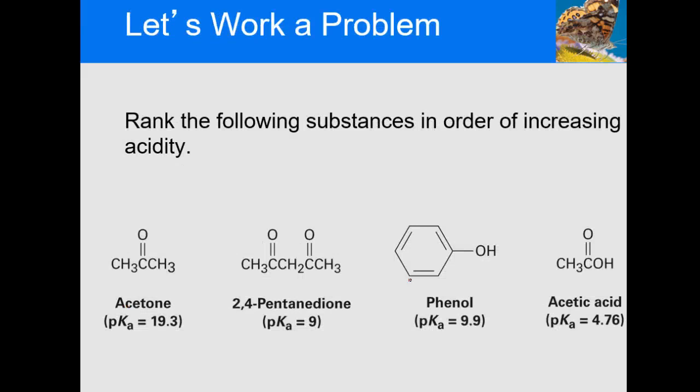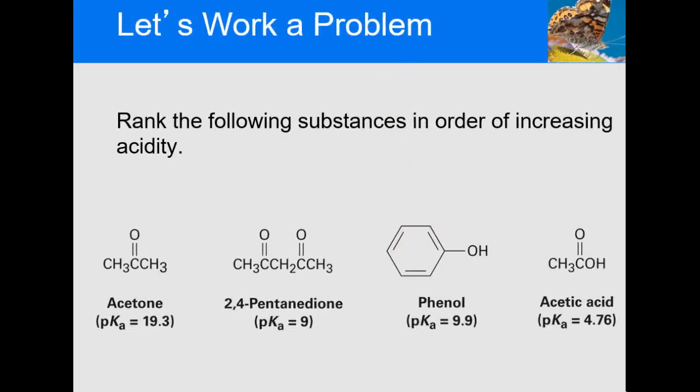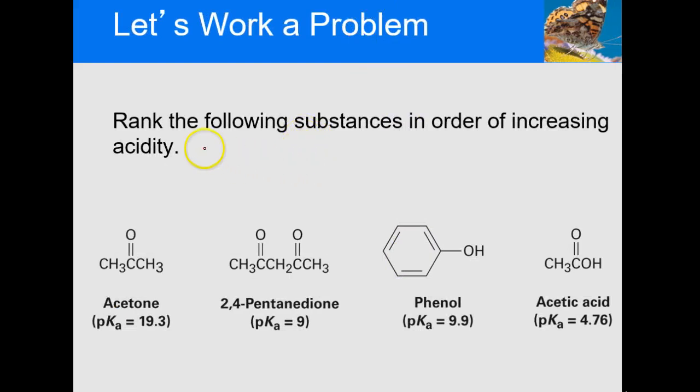All right, let's do a real quick problem. Rank the following substances in order of increasing acidity. Let's talk about it by looking at these molecules and their pKa's. Which one of these is the most acidic? Which one is the stronger acid? Well, your definition is whichever pKa is the lower number, that's the stronger acid. So you have 19.3, 9.9, or 4.76. Obviously, this is the lowest, so this is the strongest acid.